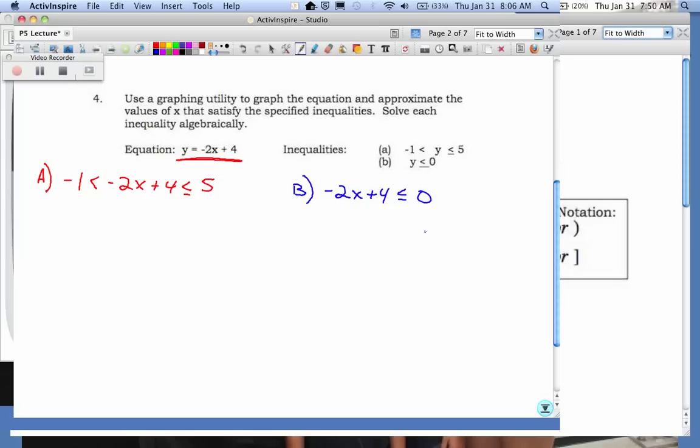So is somebody sitting near you? Solve those two inequalities. Get your answer. I would write it in all three notations. You'll get your algebraic solution. Then put it on a number line. And then also write your interval notation so you have all three there. Okay?